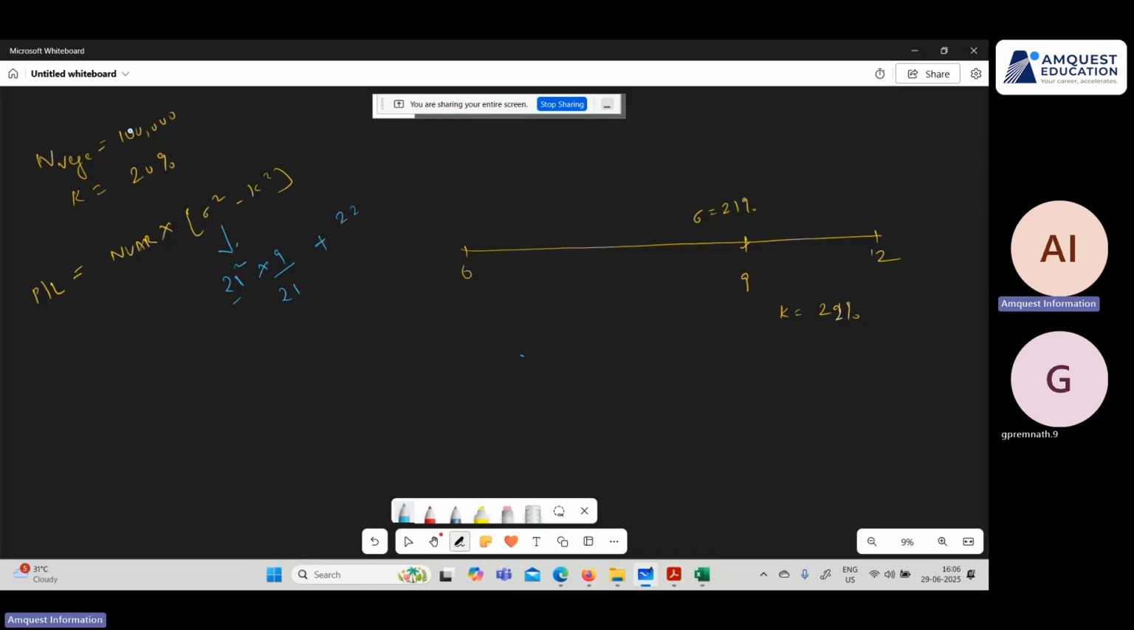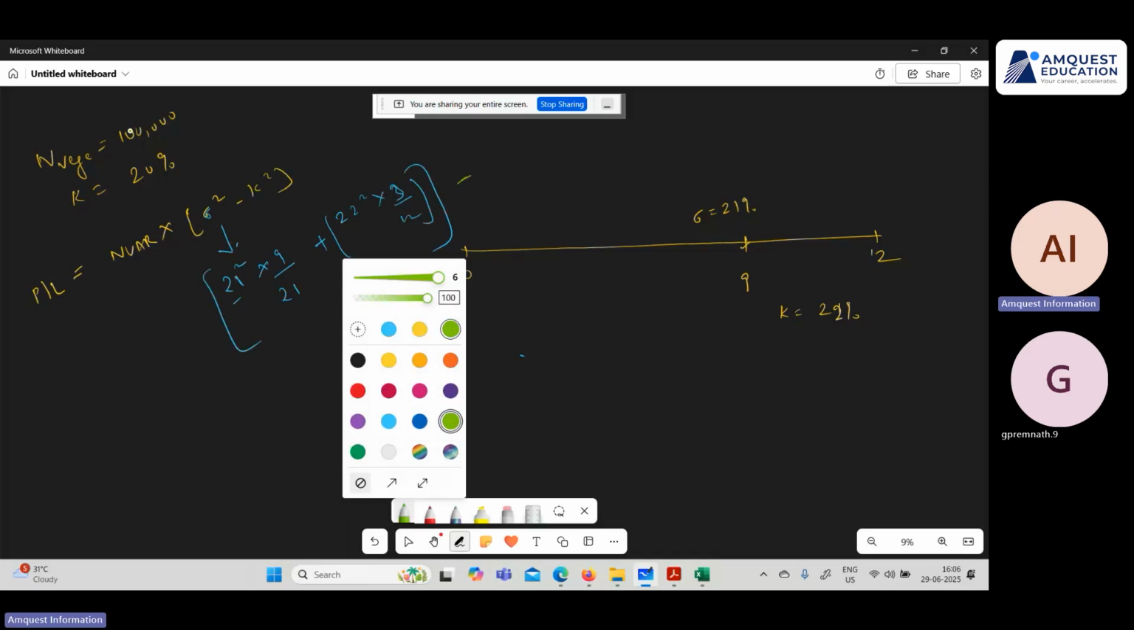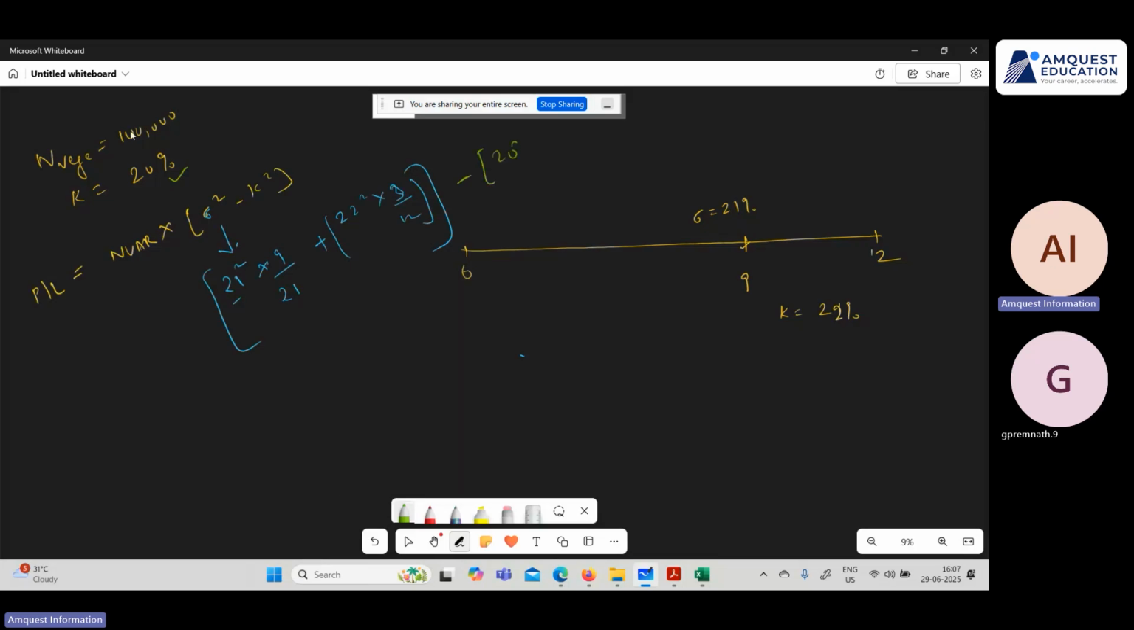So I do a 21 square, you rightly did, and plus you do a 22 square multiplied by 3 by 12. So this part you did right, and then you said, Ankur, this is my sigma square, so I will effectively have to subtract my 20 square, right? So far so good. And then you realized that you were using N variance, but the question given is N Vega, and we know that N variance is given by N Vega by 2K. So effectively I need to do 100,000 divided by 2 multiplied by 20.